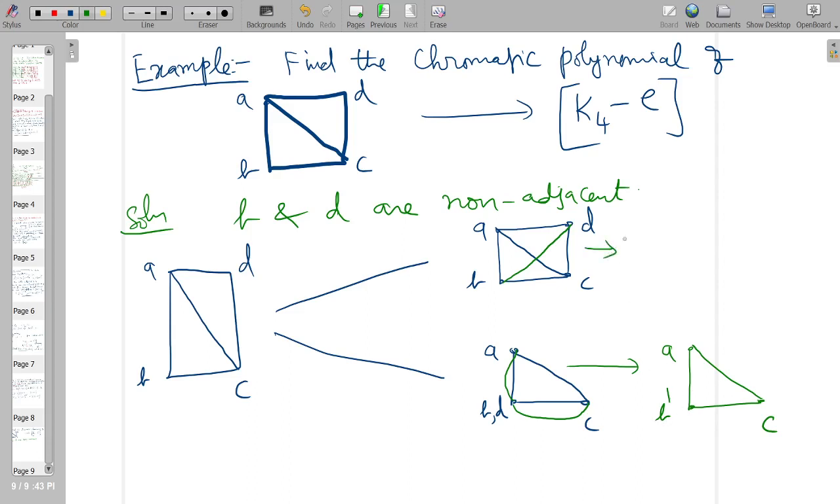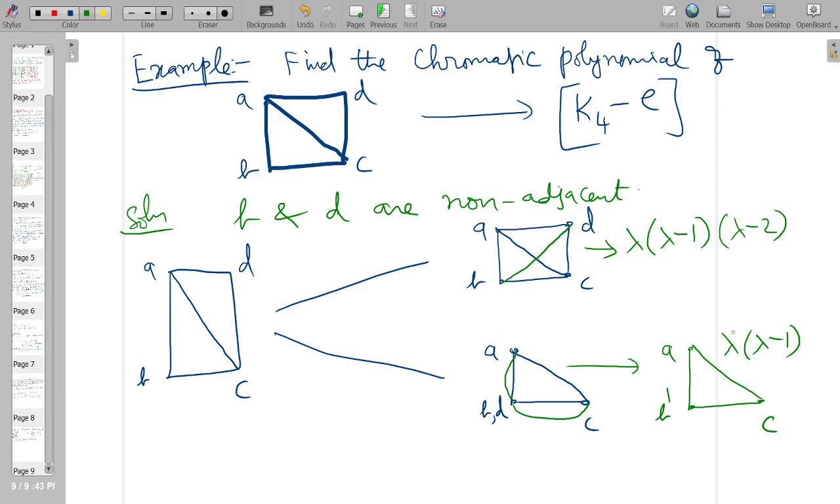Now this has got a chromatic polynomial lambda into lambda minus 1. This is a complete graph. So I will have lambda minus n plus 1, 4 minus 3 plus 1. 4 minus 3 plus 1 would be lambda minus 2. Again, this is a complete graph on 3 vertices. Its chromatic polynomial would be lambda into lambda minus 1, lambda minus 3 plus 1.